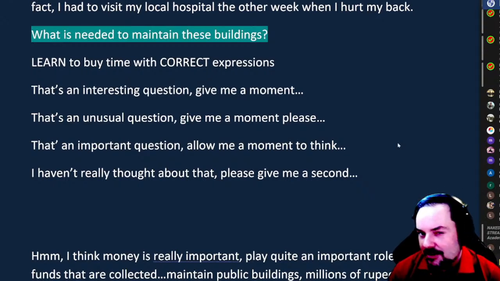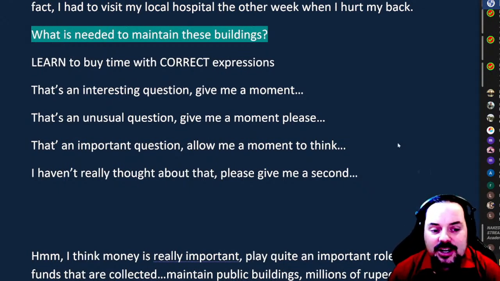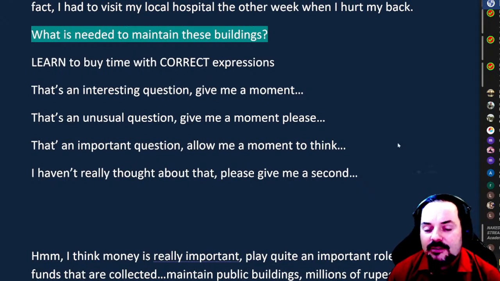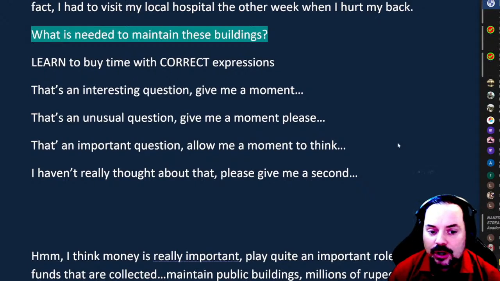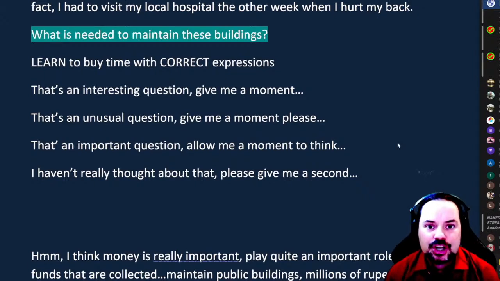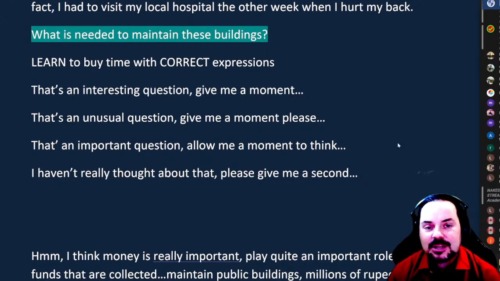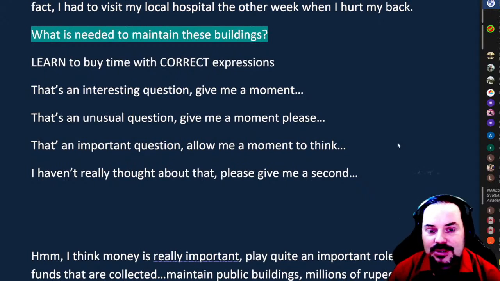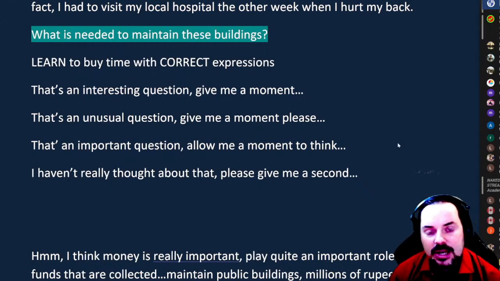So the examiner's going to give you a weird look, and they're going to know that you're trying to maybe play some tricks on them to buy time, right? So it's not an unusual question. But if I ask you something like, if you could swim in any ocean, where would you go swimming? And then you say, that's an unusual question. Please give me a moment. Do you think that's a good way to use it? I think yes, because it's not every day that somebody asks you if you had a chance to go swimming in any ocean, where would you go? So you have to use the correct one and you have to practice that.